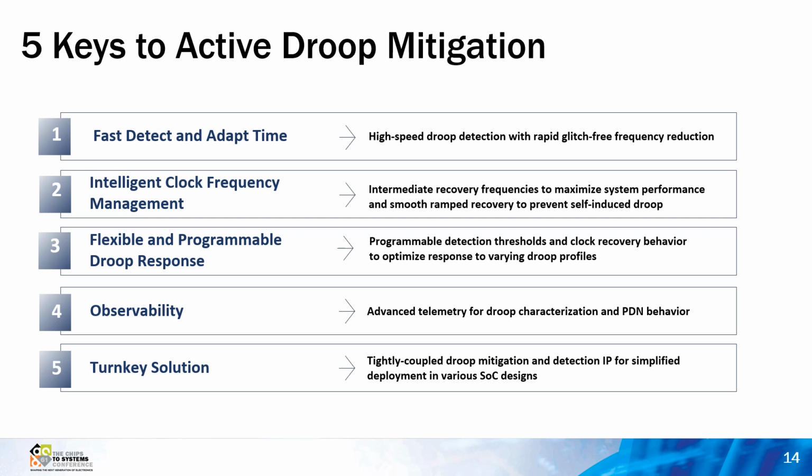Let's revisit the 5 keys to active droop mitigation. First, our system provides a high-speed droop detection and glitch-free frequency reduction on the clock in less than 3 cycles. We intelligently recover the clock frequency with a smooth ramp to recover performance and prevent self-induced droop. The system is programmable, providing flexibility to adjust for varying droop profiles and system behavior. We have telemetry for droop response characterization and insight into the power network behavior. And finally, an integrated turnkey solution consisting of a droop detector and an adaptive clock generator designed to work together.